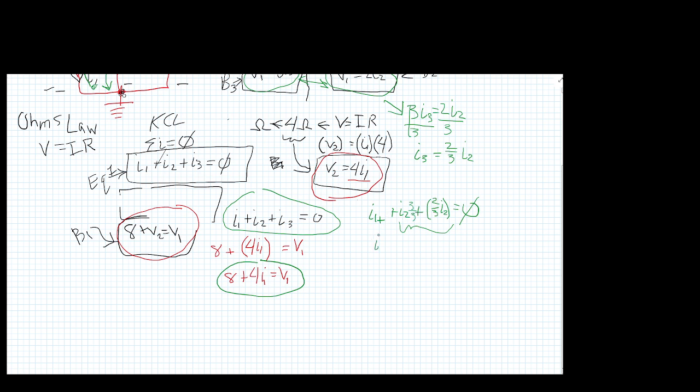And we have I sub 1 plus 3 plus 2 is 5. So we're going to get 5/3 I sub 2 equals 0. And basically we take one of them to the other side and we get I sub 1 equals negative 5/3 I sub 2. Okay.